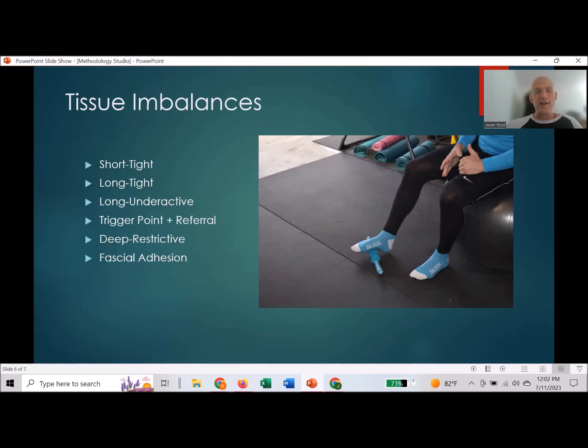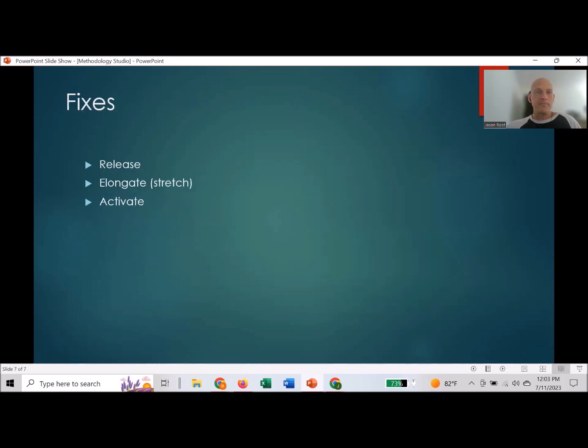If you are lost in any of these, that's okay. We're going to go over them when you come in. And then we have deep restrictive patterns, and then we have what's called fascial adhesions. Any of these we can help you correct for in order to optimize the balance of that complex and alleviate pain and eliminate the risk of injury, at least as much as we possibly can.